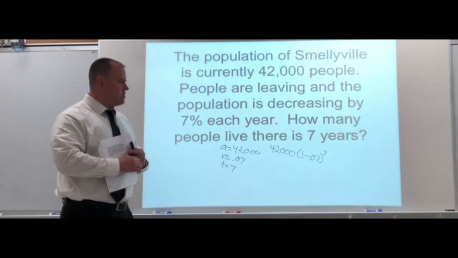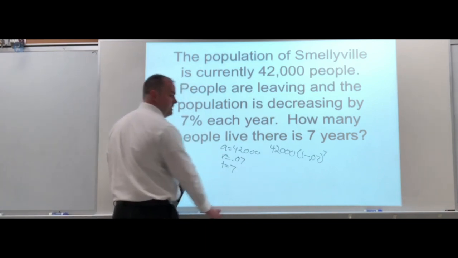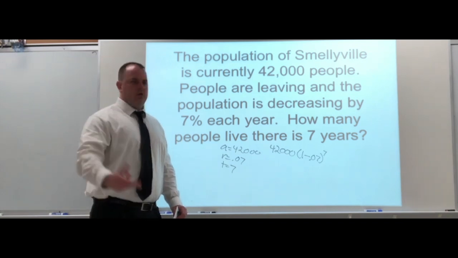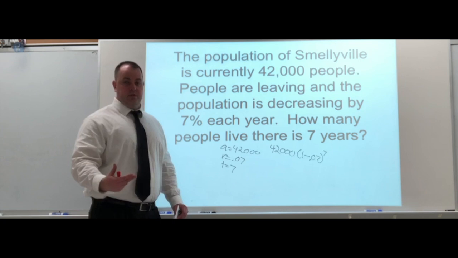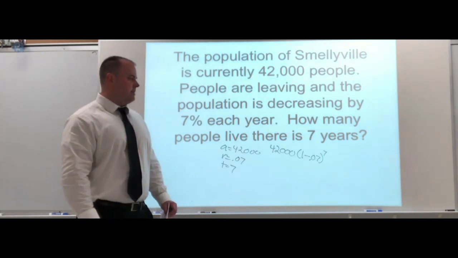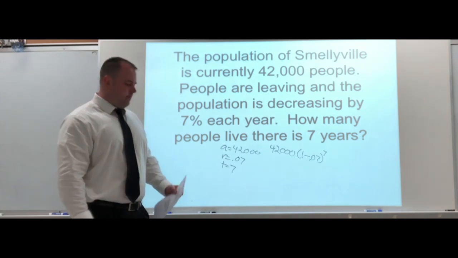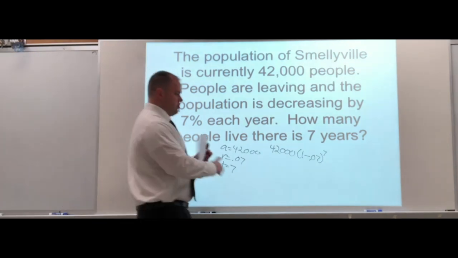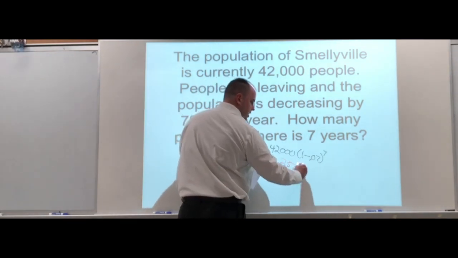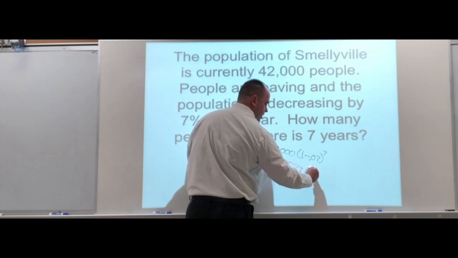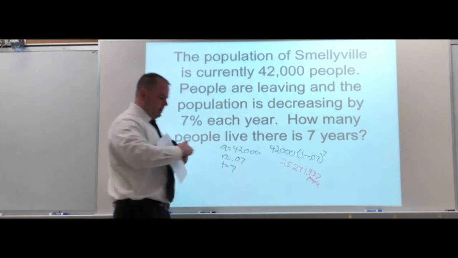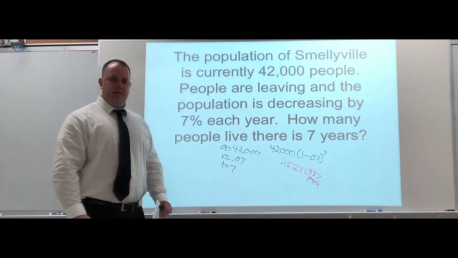So just make sure you're watching adding and subtracting. A lot of times people like plus better, and you might put 1 plus 0.07 by accident. Remember, it's decay, it's decreasing, so you're going to be subtracting: 1 minus r. And if you plug this one in, you should have about 25,271.437 people. So there's an example of exponential decay.